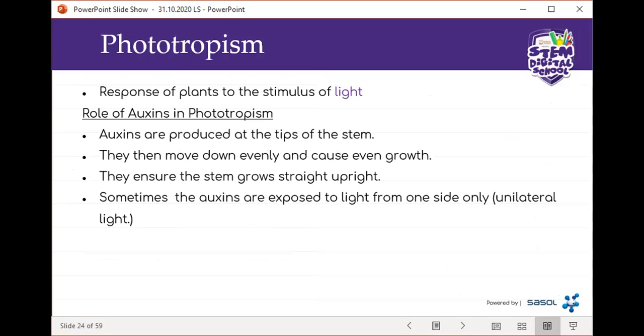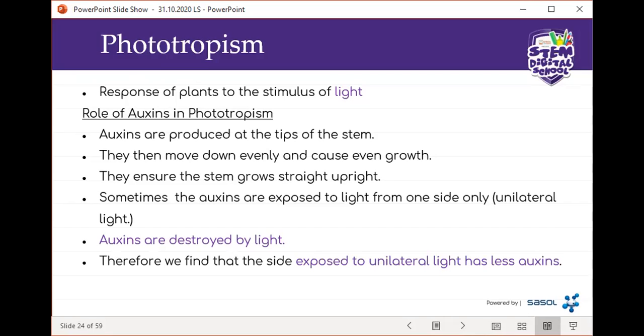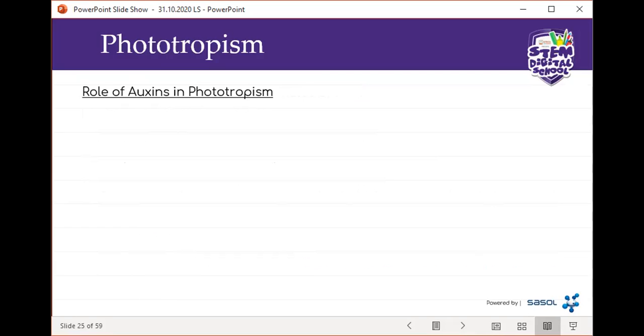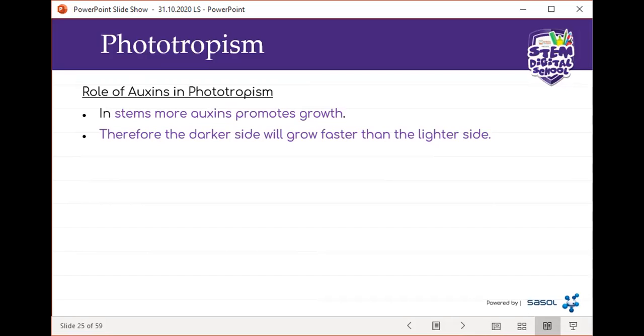And sometimes the auxins are exposed to light from one side only, and we call this unilateral light or unidirectional light. Then we know that auxins are destroyed by light. Therefore, we find that the side exposed to unilateral light has less auxins. Now this is because the auxins are destroyed by the light or they move to the darker side, or the shaded side, right? So now the role of auxins in phototropism is that in stems, more auxins promote growth. So therefore, the darker side will grow faster than the lighter side.